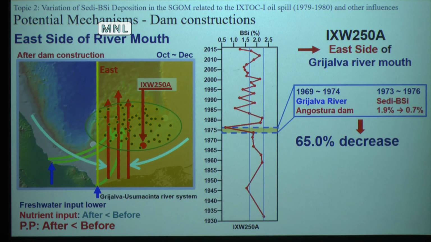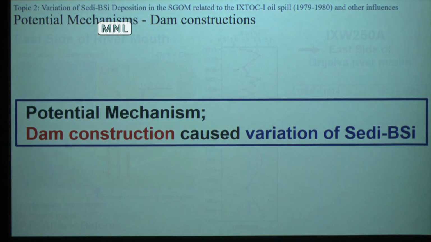The Angostura Dam was constructed on the Grijalva River in 1969 to 1974, and this is well matched with the sedimentary biogenic silica decrease in 1973 to 1976. So the dam construction can be the potential mechanism to cause variation of the sedimentary biogenic silica.